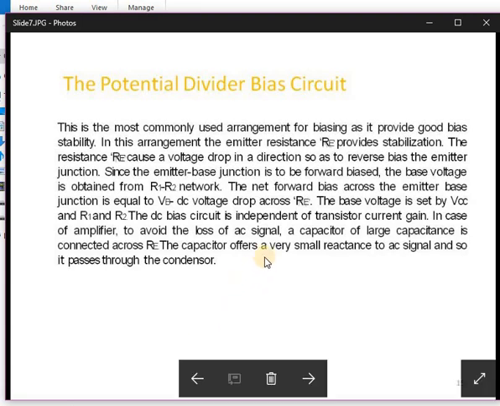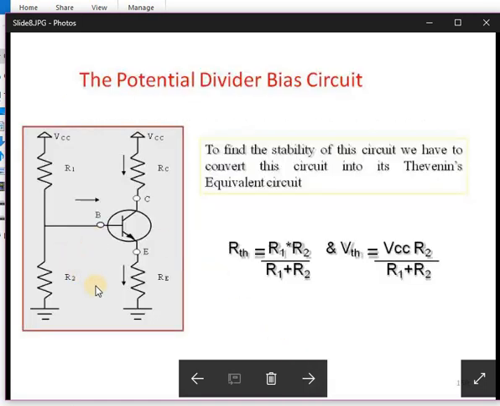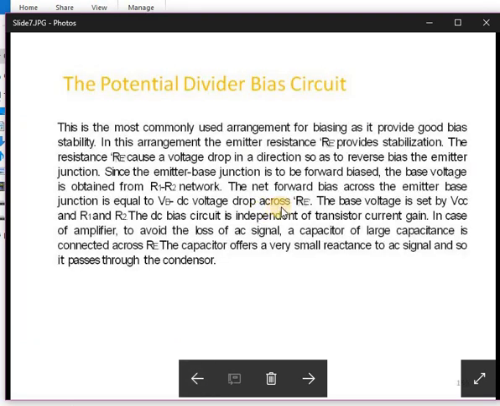Since the emitter base junction is to be forward biased, the bias voltage is obtained from the R1 and R2 network. So this emitter resistor RE, which is used for the stabilization, causes the drop in the emitter voltage, which increases the reverse bias. At the same time, the resistors R1 and R2 make a forward junction of the base and emitter, which increases the forward bias.